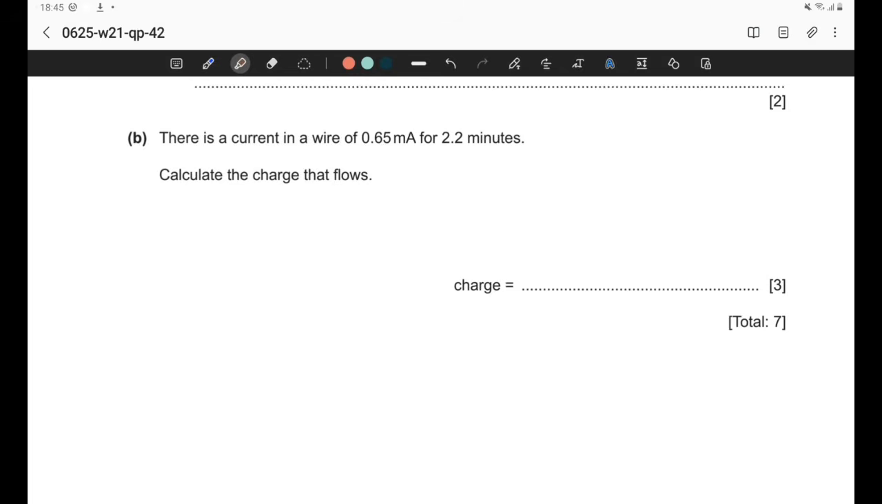Part B. There is a current in a wire of 0.65 milliampere for 2.2 minutes. Calculate the charge that flows. So we are provided with the current and time and we need to calculate charge. So here we can use the equation current is equal to charge over time. In order to calculate charge, we can make charge the subject. So we will get charge is equal to current times time.